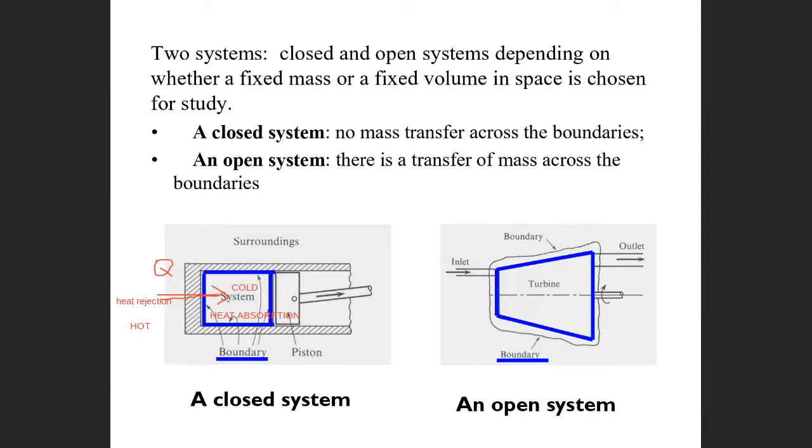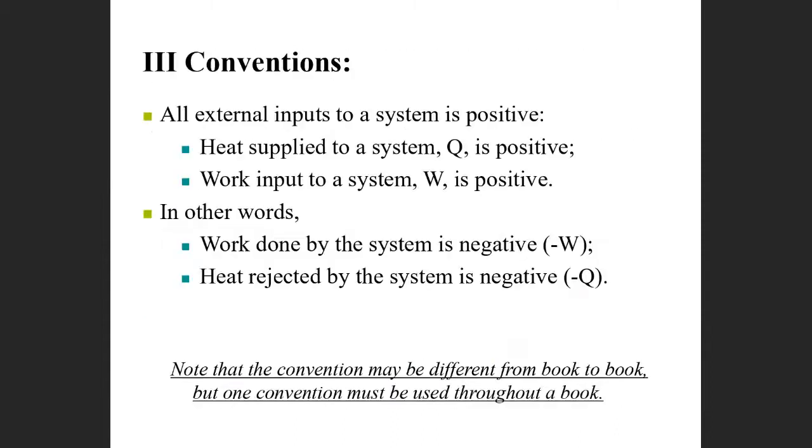Therefore, we need conventions. For the conventions, we consider all external inputs to a system to be positive. For example, as we have introduced, heat supplied to a system is positive. If there's work input to a system, for example we compress it, then the work is positive. In other words, work done on the system is positive. Heat rejection by the system is negative. You always have to agree with the conventions, because for the system and the surroundings, their values can be totally opposite. So be careful.